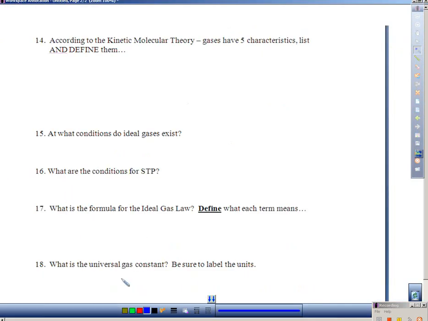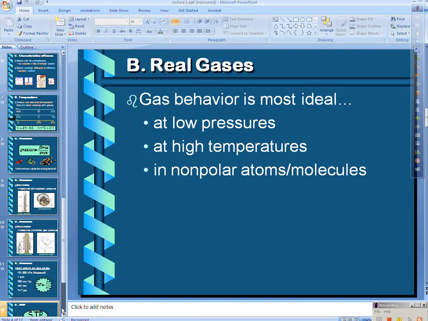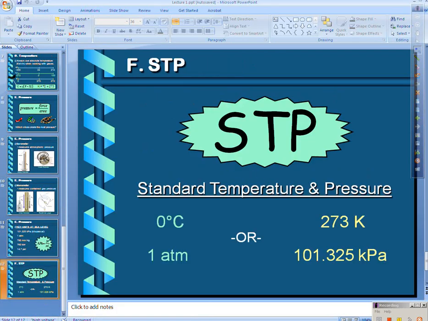16. What are conditions for STP? Very simple. 0 degrees Celsius, 1 atm, or 273 K, 101.325 kilopascals. Either one of those would work.